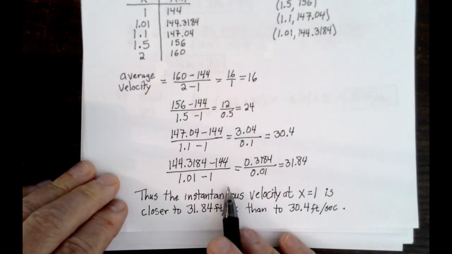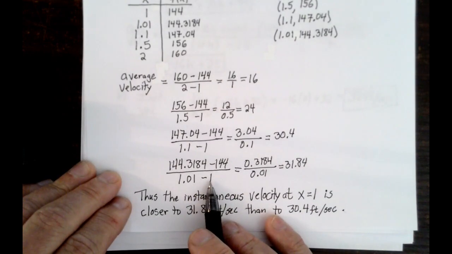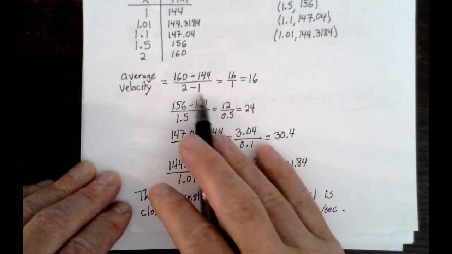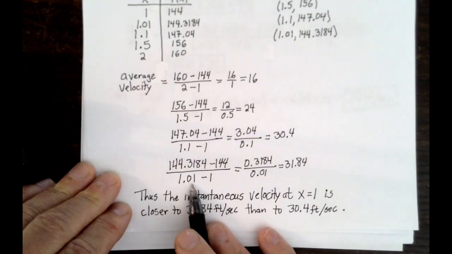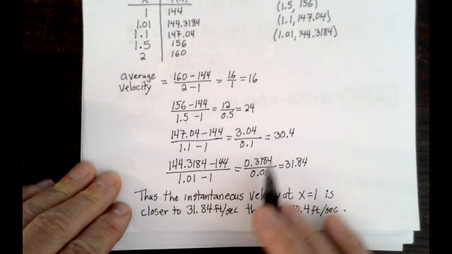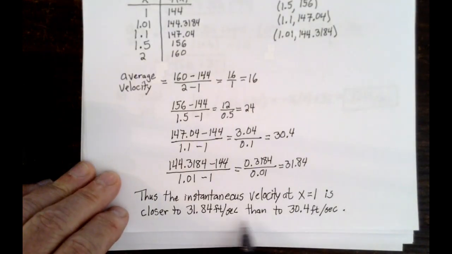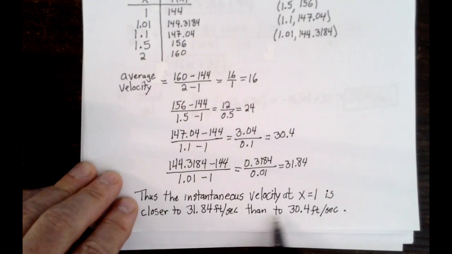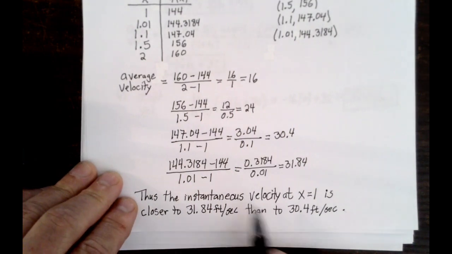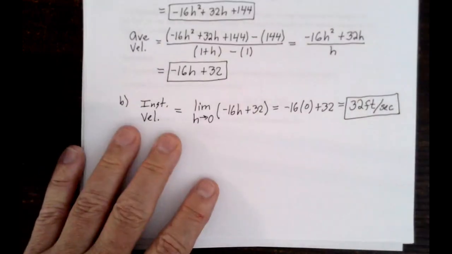And so what we're trying to do is find the velocity at time 1, when x equals 1. So we change that second point to a number that's closer and closer to 1, and the closer we get to 1, the more accurate our answer is. And so the instantaneous velocity at 1 is closer to 31.84 feet per second than 30.4, which is from 1.1 versus 1.01. So 31.84 is more accurate.